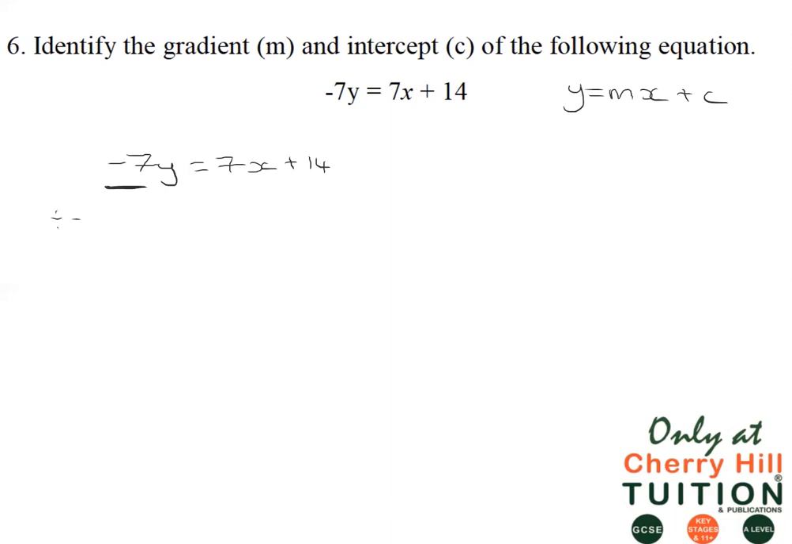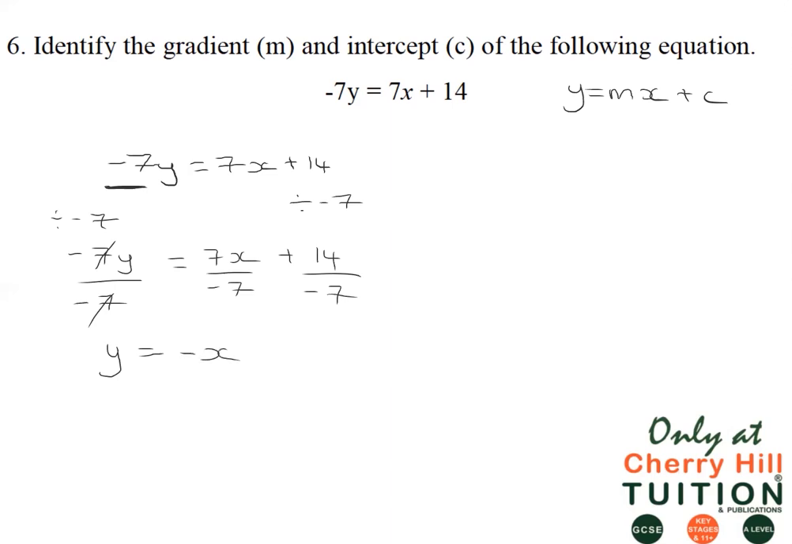So we can divide both sides by minus 7, leaving us with minus 7y over minus 7 is equal to 7x over minus 7 plus 14 over minus 7. Simplifying this, the minus 7's cancel out, leaving us with y. And on the right-hand side, 7 divided by minus 7 is just minus 1. So we have minus x. And then 14 divided by minus 7 is minus 2. So this is now in the form of y is equal to mx plus c. So m is minus 1 and c is minus 2.